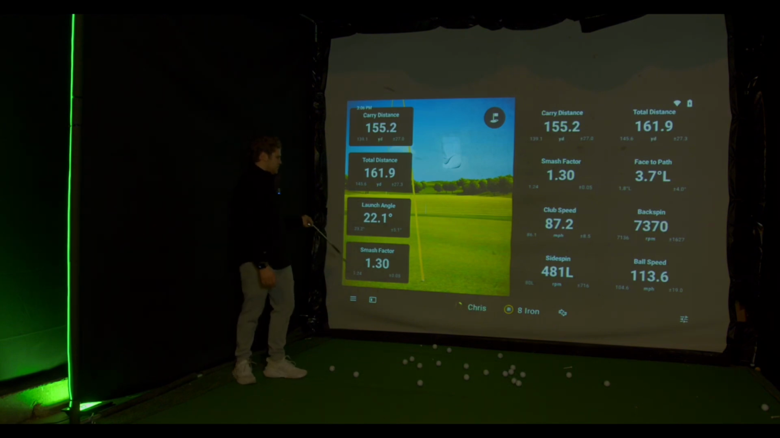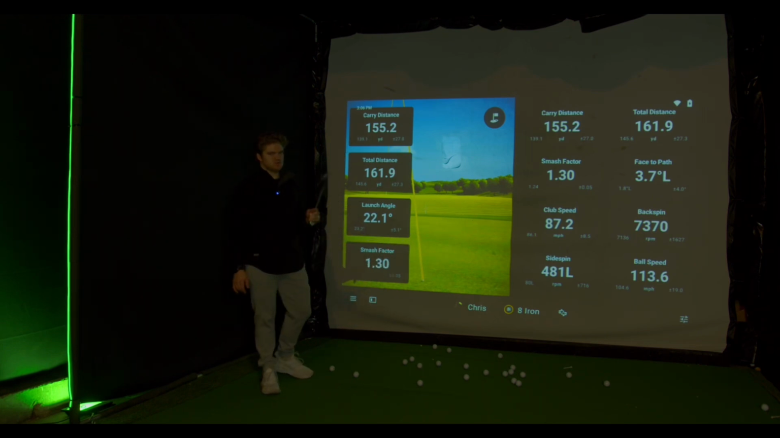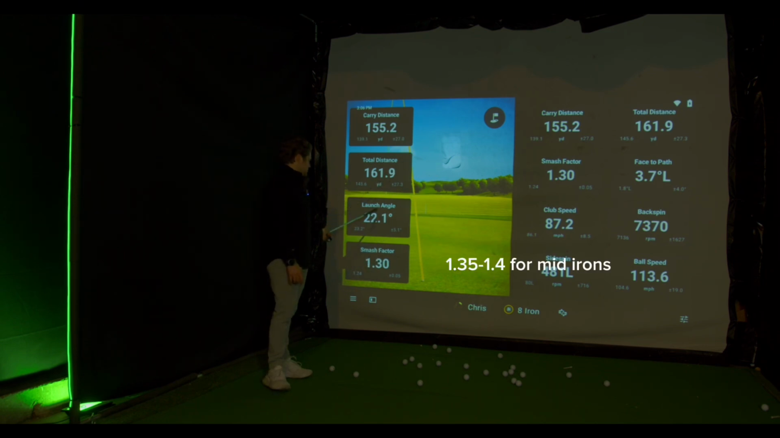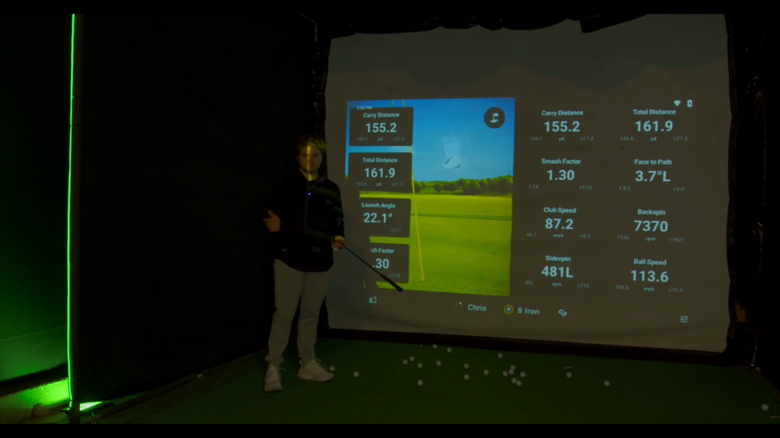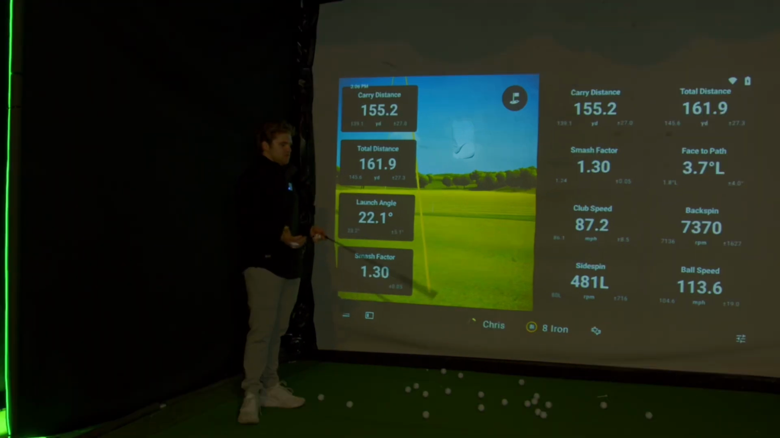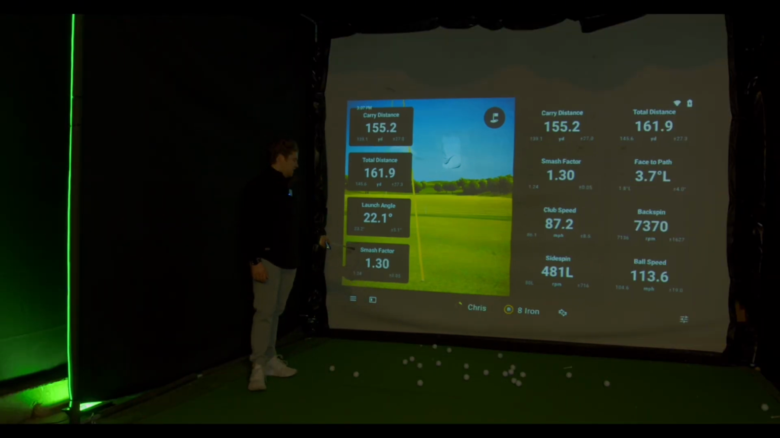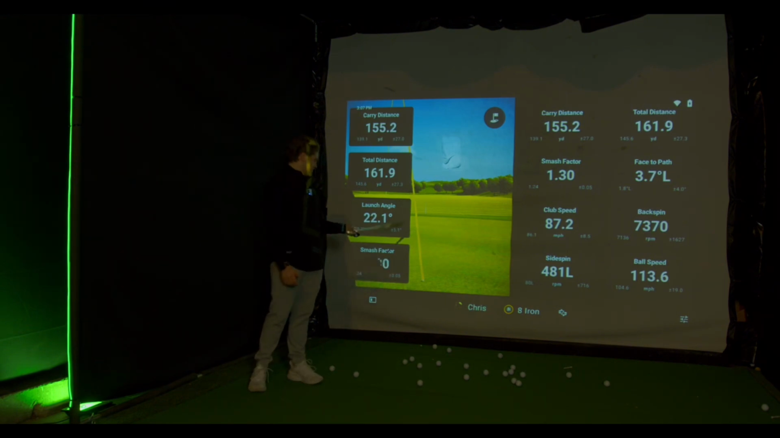The good averages, you want it to be a higher number. You can max this out. There's only so much you can do with this. I want to say it's 1.5, but I could be wrong. You can only max that out so much. Your optimal smash factor for a driver is 1.5. Now for irons, it's typically 1.2 to 1.45, depending on the club. A lower smash factor indicates off-center strikes, poor contact, improper angle of attack. So a lot of things can dictate why that number might change.